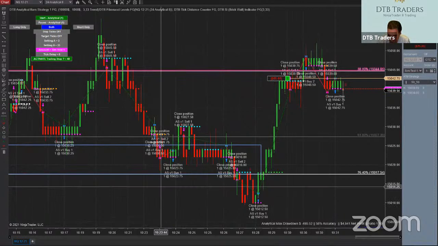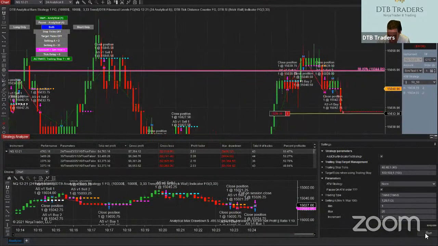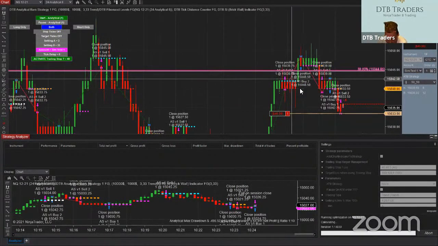Okay, so my optimization, I've got to just run that again. What is the time? I don't even know. 10:30. Okay. So 10:30, time to run optimization. We've had a few losing positions in a row there on this.